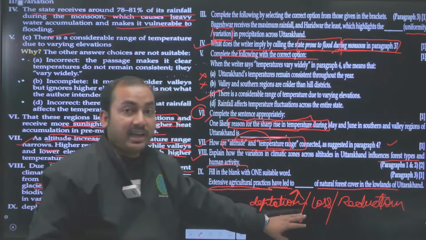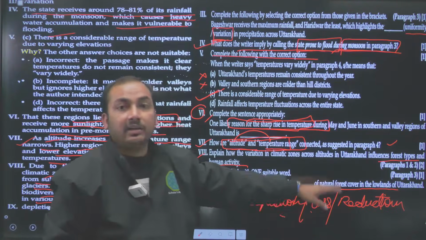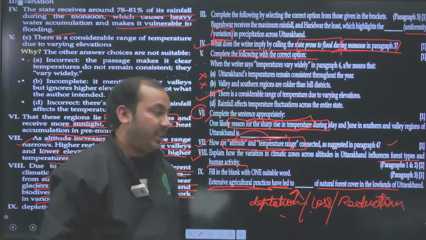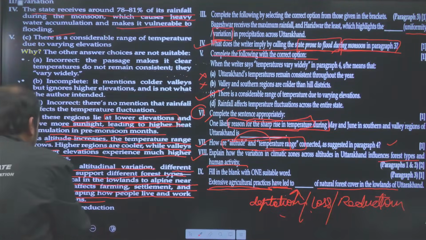Depletion means harassing something. Loss means losing something. Reduction means diminishing the value of something. So there are three words that you can use to fill this blank.